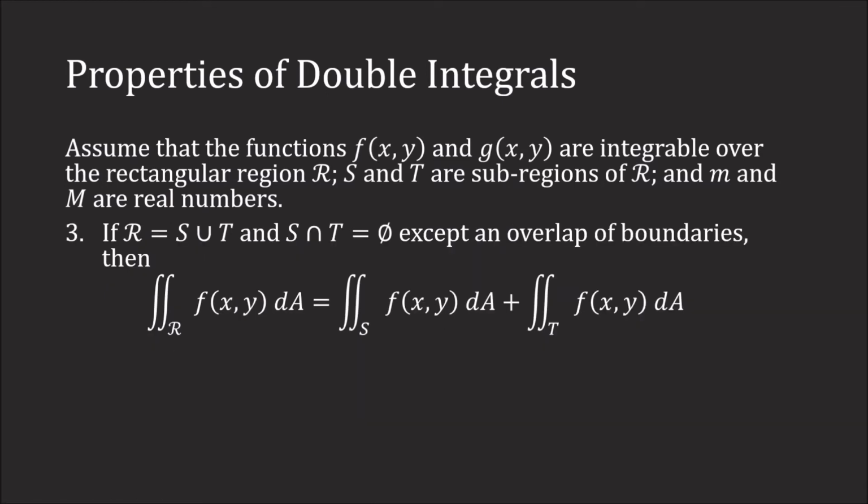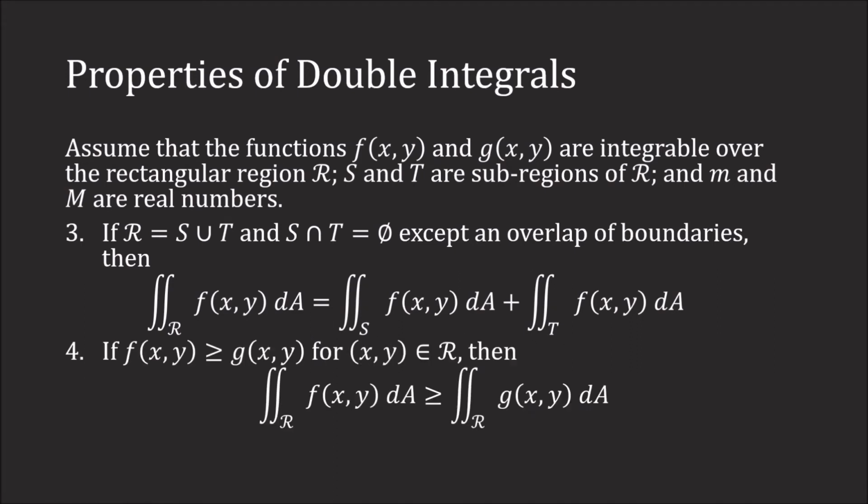If our region is the union of two regions that do not overlap except possibly at boundaries, then we can write the double integral over the region R as the sum of the double integrals of each individual region. If f of x, y is greater than or equal to g of x, y for every x, y in the rectangular region R, then the double integral of f over R would be greater than or equal to the double integral of g over R.